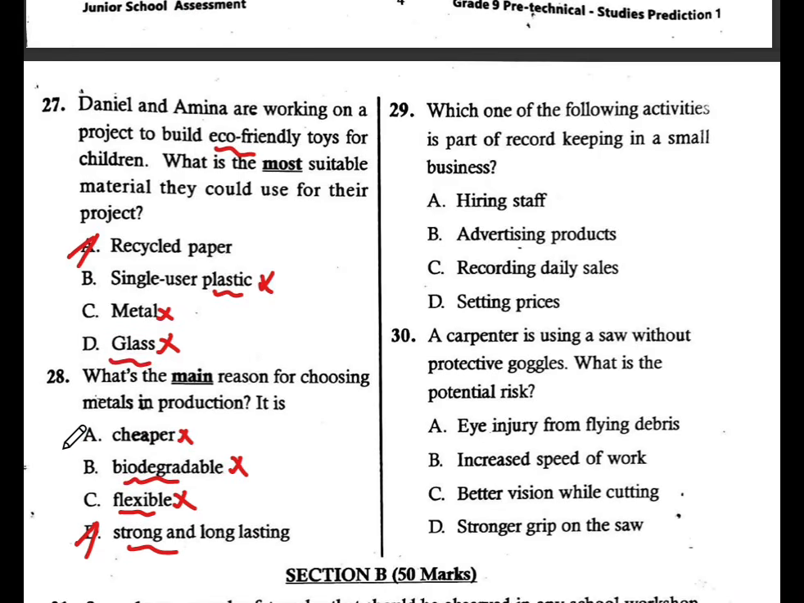Question number 29, tunabakisha moja. Nasema, which one of the following activities is part of record keeping in a small business? So you want ni gani part of record keeping in a small business? A, hiring staff. B, advertising product. C, recording daily sales. D, setting prices. Now that record keeping ni gani is to record daily sales. 29 is easy. The answer is C.